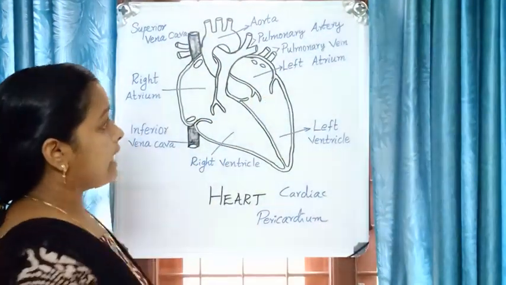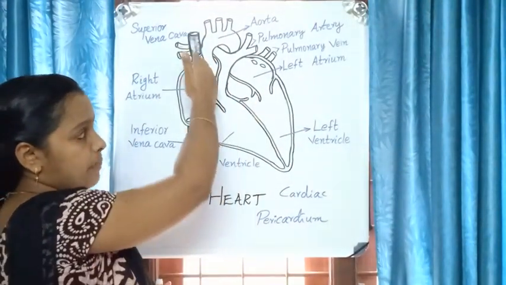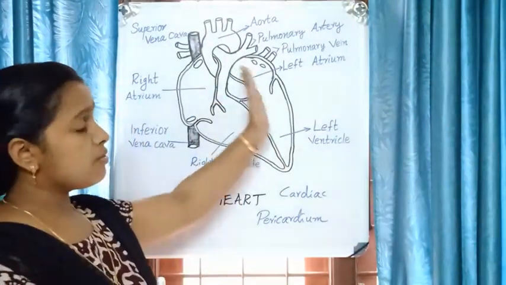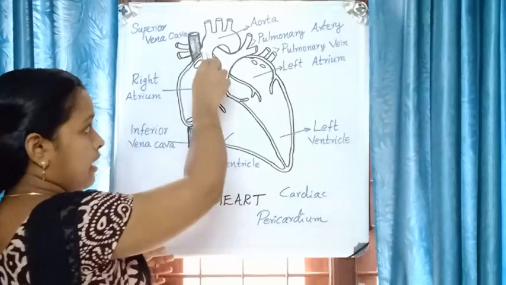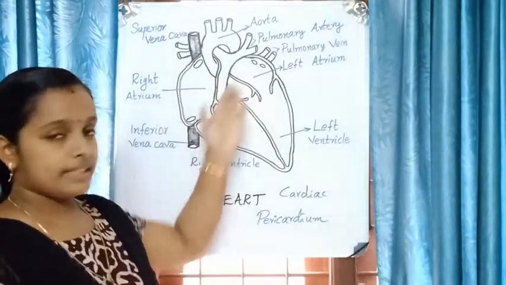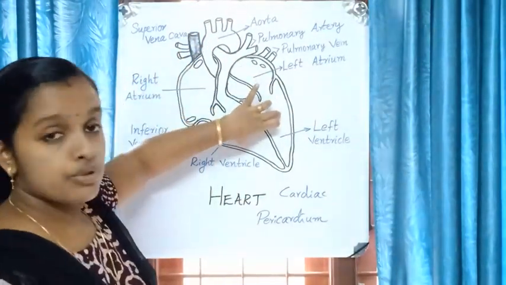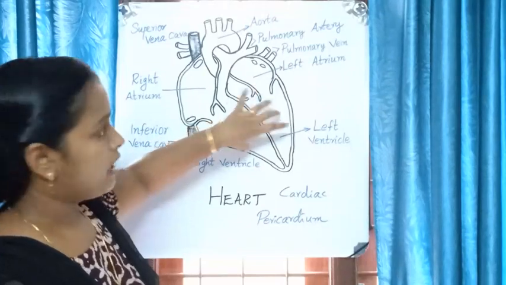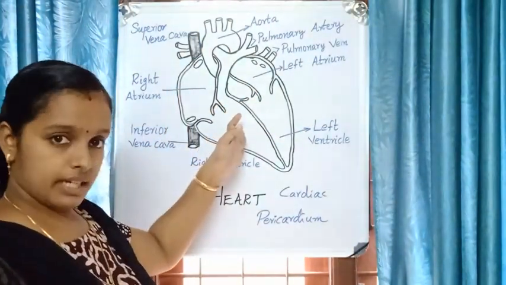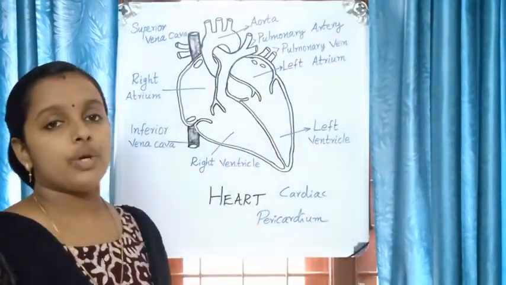Okay, you can see that these two sides, the left and right side, are separated by a membrane. So these two sides are separated in the middle. Up to this, is it clear? That is 4 chambers, the upper 2 are auricles, the lower 2 are ventricles: right atrium, right ventricle, left atrium and left ventricle.